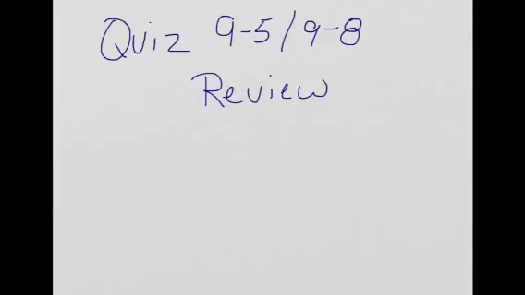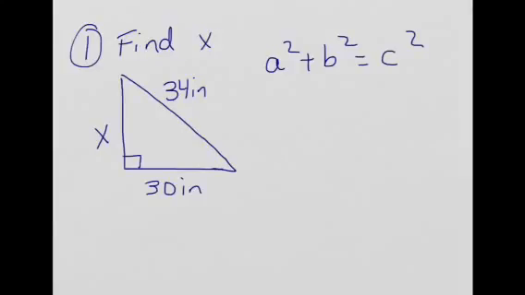Open up your MTT and we're going to do a quiz review for chapter 9.3 through 9.8. First one we're going to do is we're going to be looking at our Pythagorean Theorem. So we're going to be doing a squared plus b squared equals c squared. A is going to be our shortest side, B is going to be our medium side, and C is going to be our largest side.